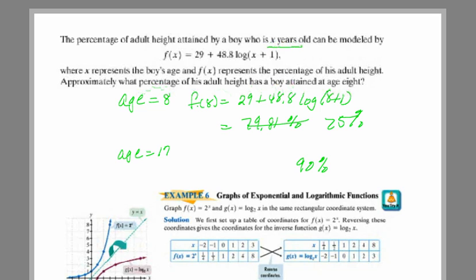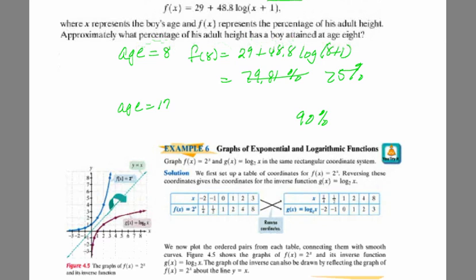So an 8-year-old boy is at 75% of his adult height. At age 17, a boy is at 90% of his adult height. And it makes sense. As you get older, you're getting closer and closer to your adult height. So there, application on logs.